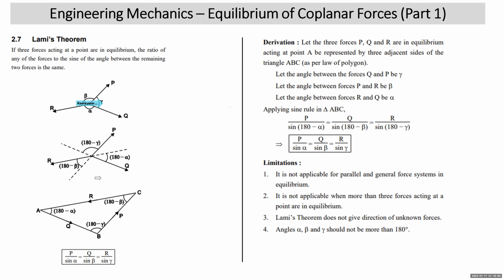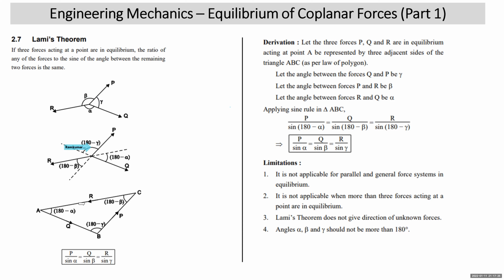Now this geometrical construction, this and this, are drawn to derive this theorem. This theorem is derived using the sine rule in a triangle. We have simply extended the line of action of the three forces on the other side. So this was alpha, here this is 180 minus alpha. This angle was beta, this is 180 minus beta. This is gamma, this is 180 minus gamma.